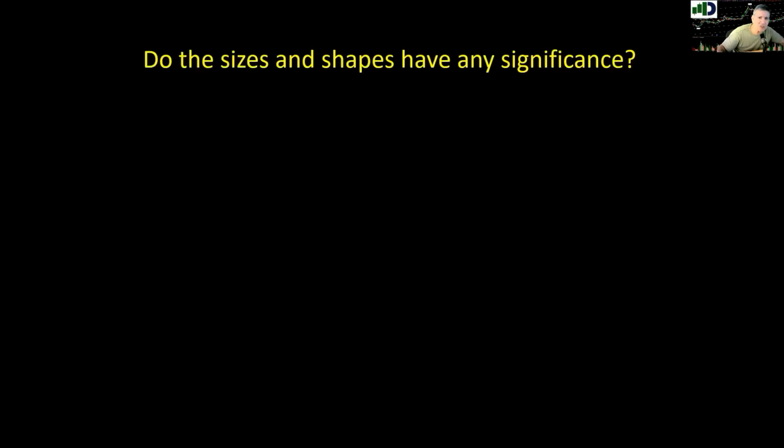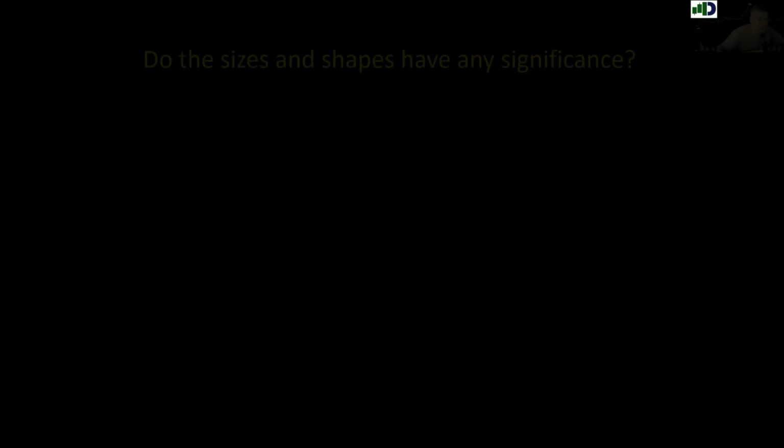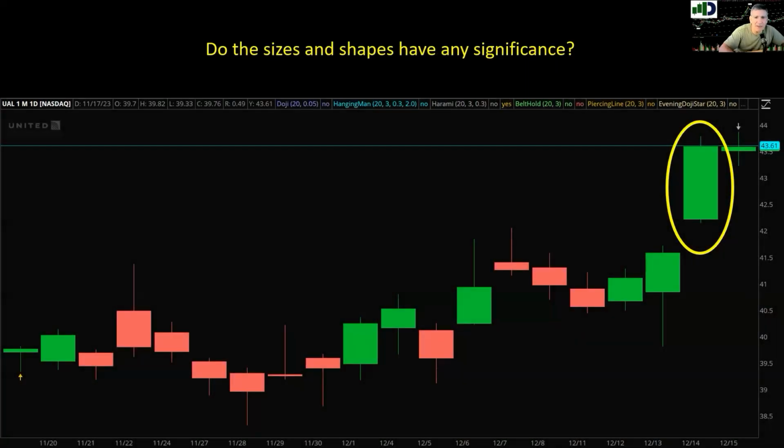Do the sizes and shapes have any significance? If you see a wide body, you can assume a strong market sentiment. Buyers are interested, willing to pay the higher prices, moving the price upwards. On the other hand, a narrow spread indicates a weak sentiment. But we have to be careful with reading these candlesticks.